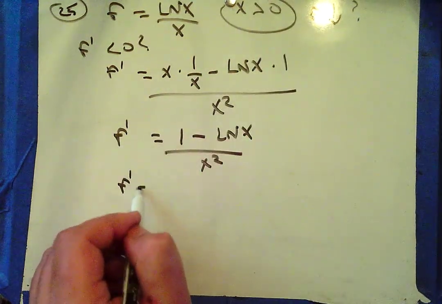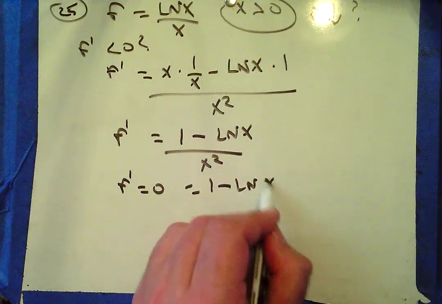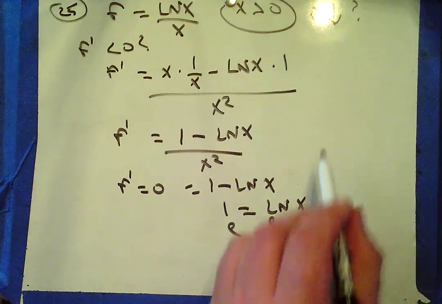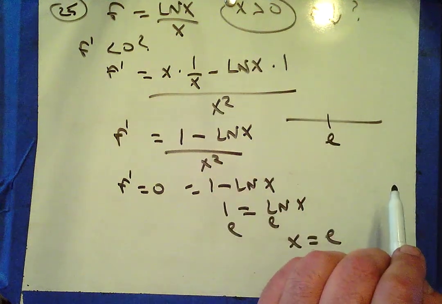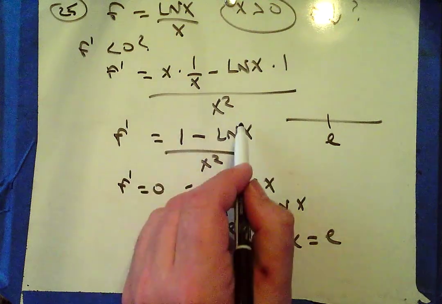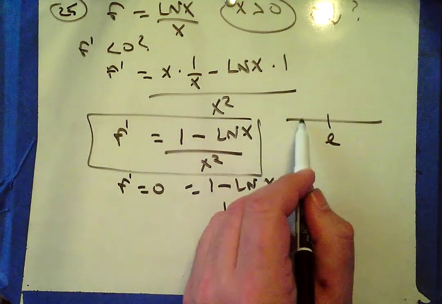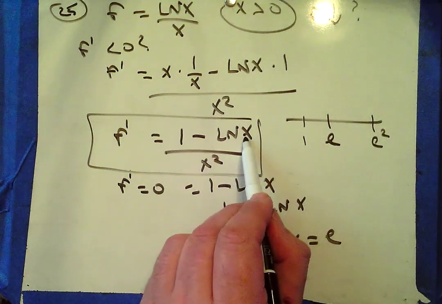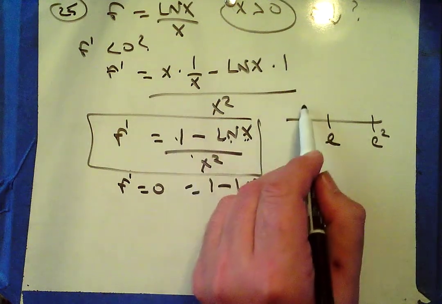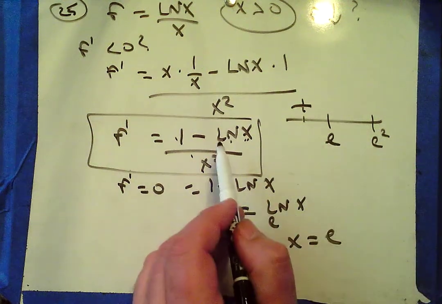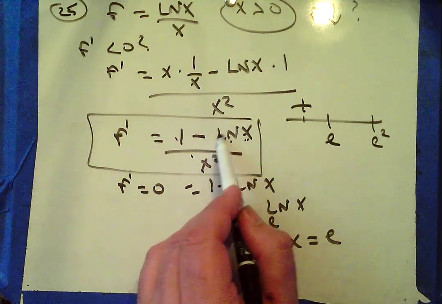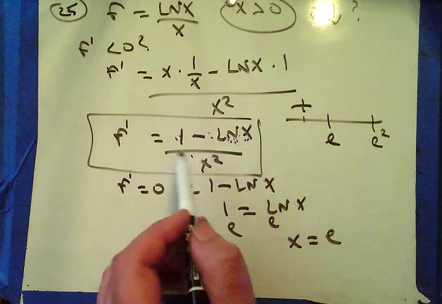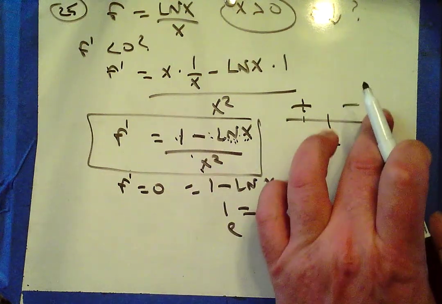This derivative equals 0 when 1 minus ln of x equals 0, which is when 1 equals ln of x, or when x equals e. So if I put x equals e here, and I go back to my f prime, and I try some values like 1 and e squared, if I plug in a 1, ln of 1 is 0, I get 1 over 1, which is positive. And if I plug in e squared, I can bring that 2 down and have 2 ln of e. ln of e is 1, 2 times 1 is 2, 1 minus 2 is negative 1 over a positive, and so this is negative over here.